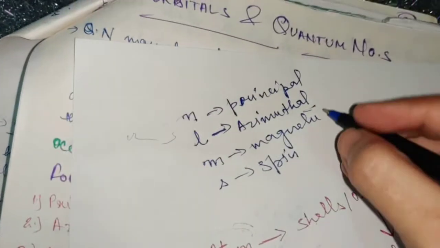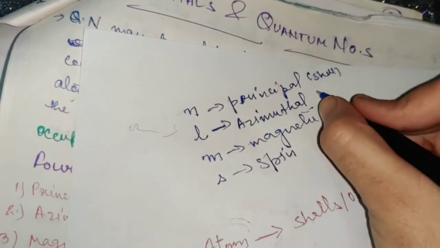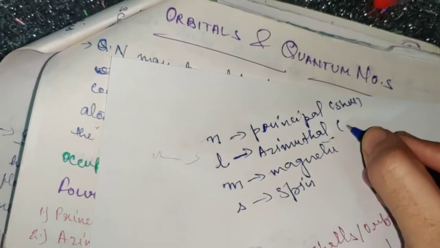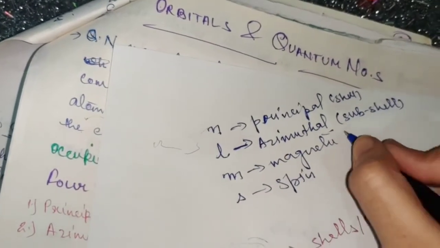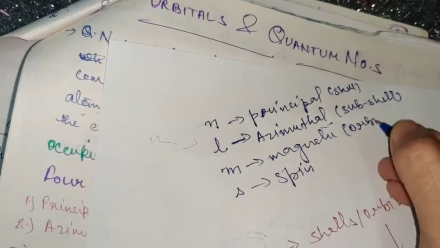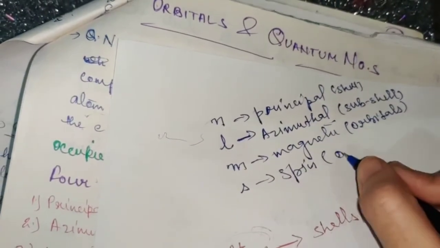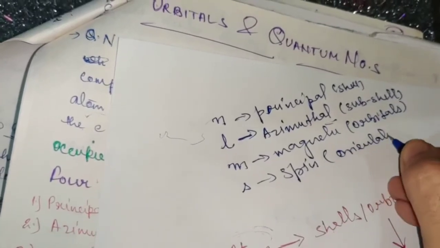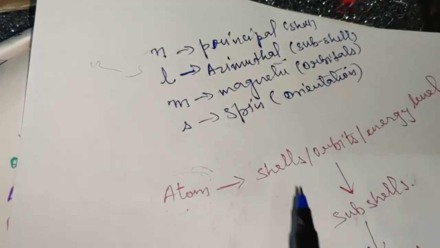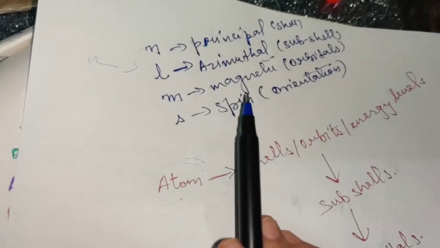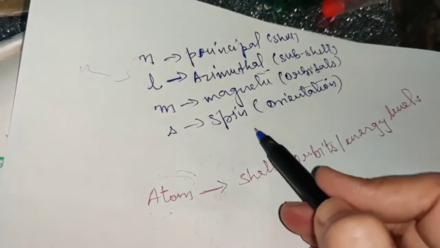So children, the principal quantum number tells us about the shell or the orbit. The azimuthal quantum number tells us about the subshell. I'll discuss all these terms with you. The magnetic quantum number tells us about the orbitals, and the spin quantum number tells us about the orientation. So this is the complete, probable information that you can have about an electron in an atom. Children, I hope it is clear. I'll be discussing all these terms with you in detail.